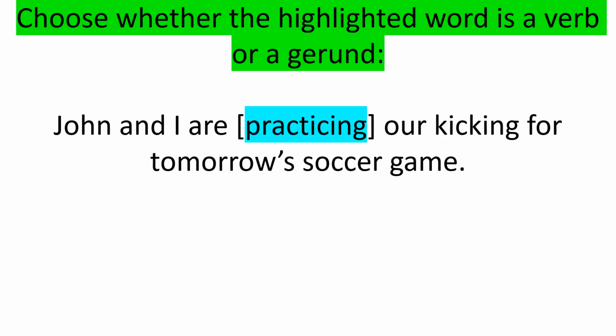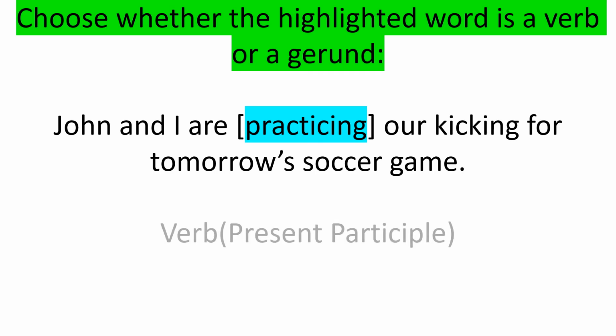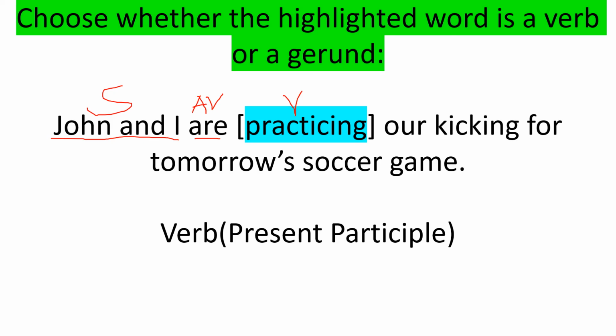Let's do this one. Pause the video if you want to think longer. John and I are practicing our kicking for tomorrow's soccer game. Right. Verb, for sure. Here's your subject, John and I. Who is doing the action? John and I. Here's our auxiliary verb, and here is our main verb. Right. And it's clearly because who is doing the practicing? John and I are doing the practicing. Okay.